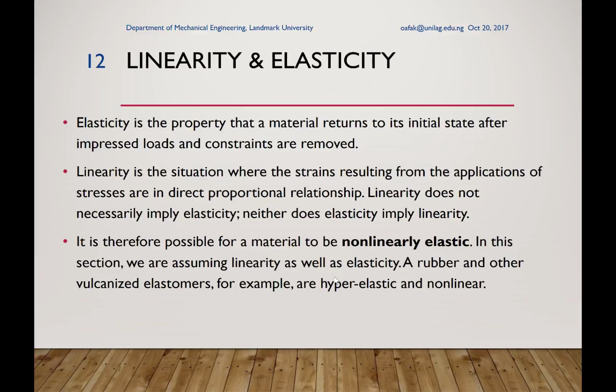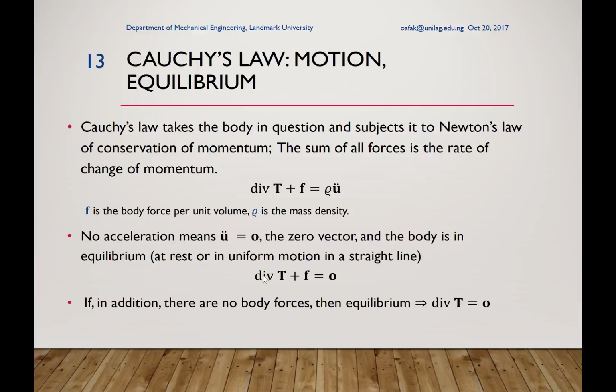It is possible to have materials that are non-linearly elastic, such as rubber and other vulcanized elastomers, which are hyperelastic. There are materials that are hypoelastic, viscoelastic, plastic. So many other kinds of constitution exist. But for now, we are going to be looking at materials where we impose not only the elasticity constraint, but they are also linearly elastic. So let's look at the equations now.